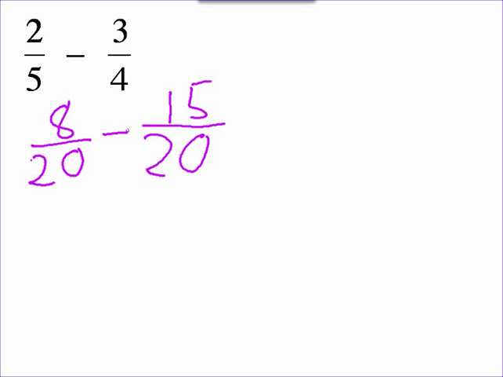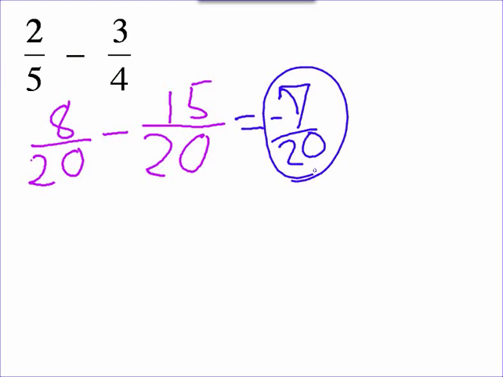And here is the answer. Yep, that's fine. Good job. Okay? And the answer is -7/20. Okay? So, questions? You can have negatives with fractions. Any questions?